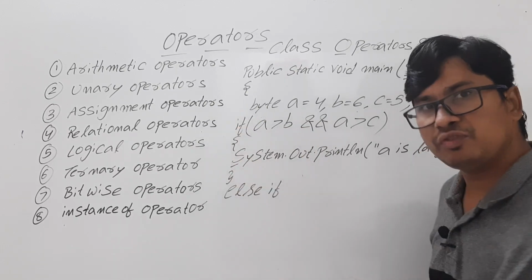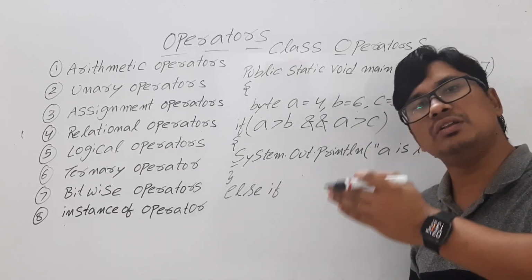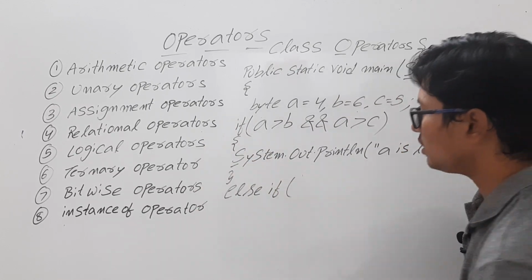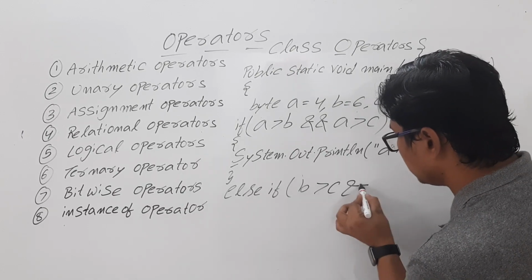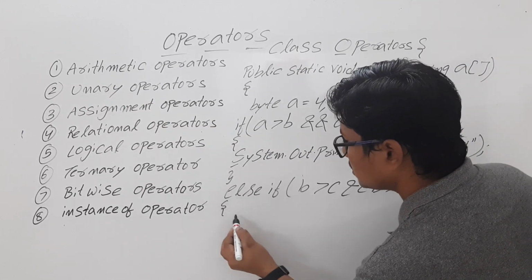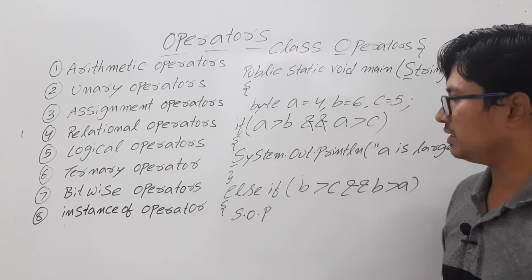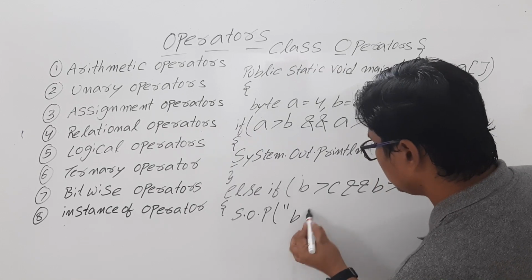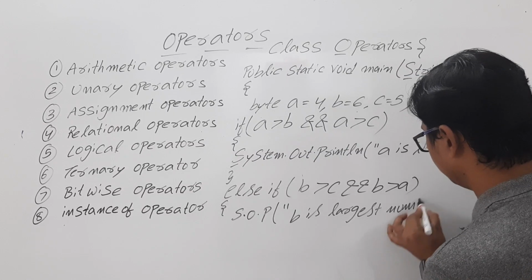If the condition is false, because any condition can have either true or false as an output, then the control will come to the else if block, and whatever condition you have written here, B is greater than C and B is greater than A, then you can write System.out.println. I'm writing it as a shortcut, SOP, which is System.out.println. I'm writing B is the largest number.